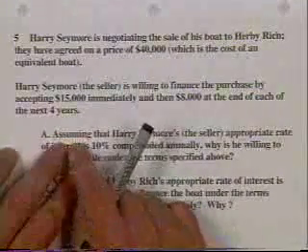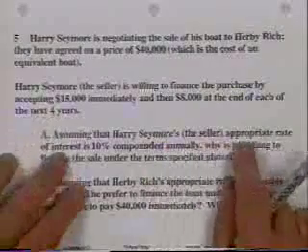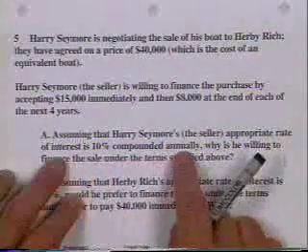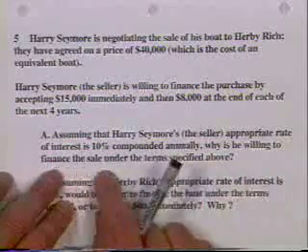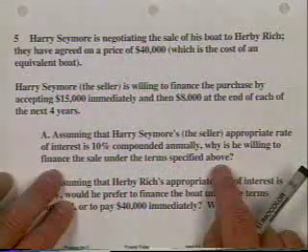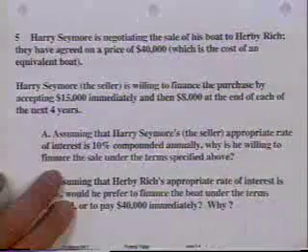That's one way. Now, assuming that Harry Seymour, the seller's, appropriate rate of interest is 10% compounded annually, why is he willing to finance the sale under the terms specified above? So really what's going on is we can think of it in one of 2 ways. We can think of it in terms of the present value of the cash flow stream or in terms of the rate of return. And the way we're going to do it is we're going to analyze this in terms of the present value.